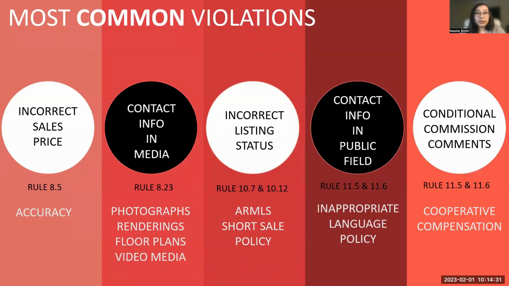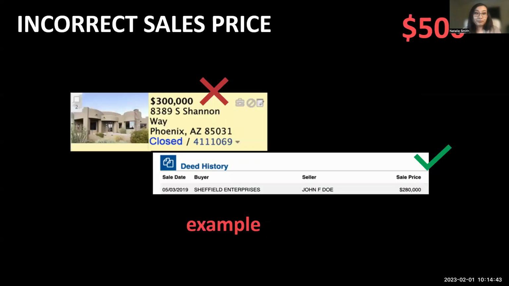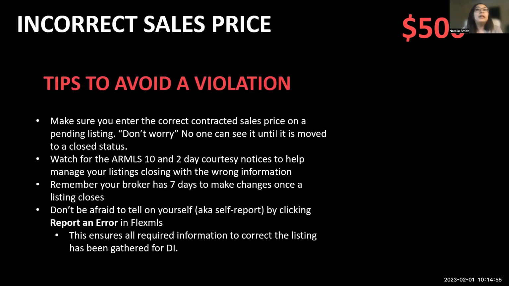Now, I want to go over some common violations. These are common violations from experienced folks and new folks all across the board, just some important ones we want to touch on when you're adding a listing. Incorrect sales price. I think that's a no-brainer. You can't have a differing price in the MLS versus what the tax records show that it actually sold for. This is a $500 violation.